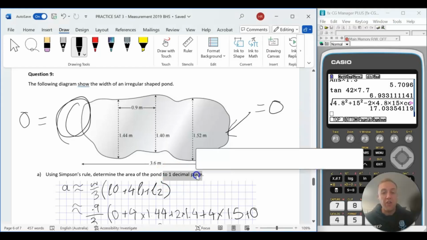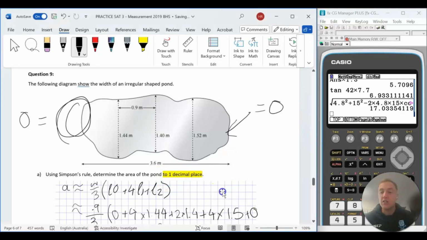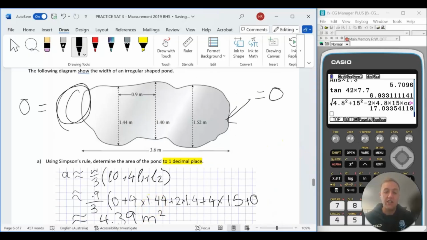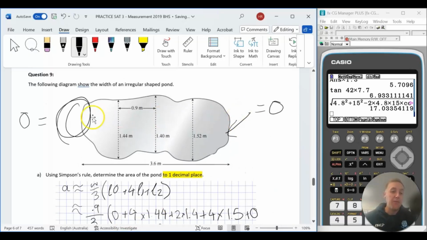All right, let's just make note of that: to 1 decimal place. If it says that in the question, make sure you follow that instruction. I did not. Whoops. Anyway, we know our formula for Simpson's rule. It's width over 3 times our first length plus 4 times our second length plus L2 end bracket.